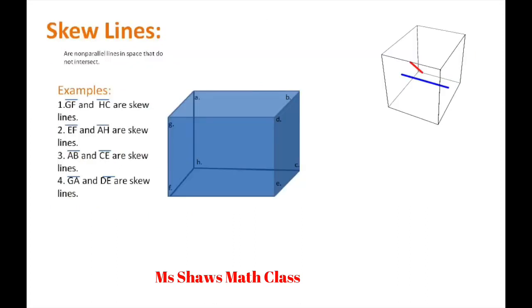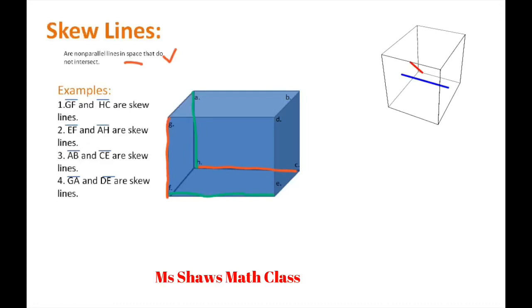Now, basically on your skew lines, let's look at those. GF, where's GF? GF here, and HC are skew. They're non-parallel lines in space that do not intersect. Let's do a couple more. We have EF. So where's EF? This one. And AH. See, because they're far apart, they'll never intersect.